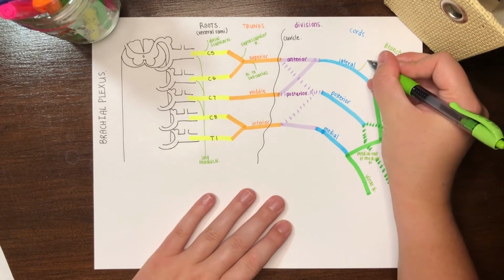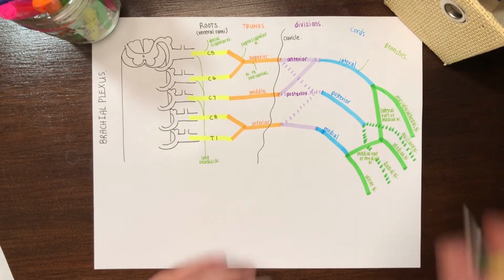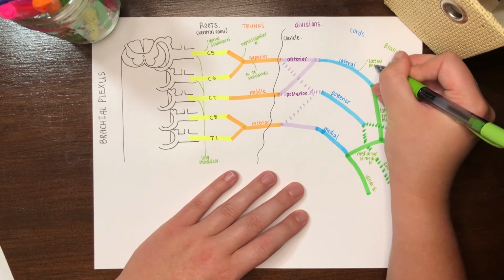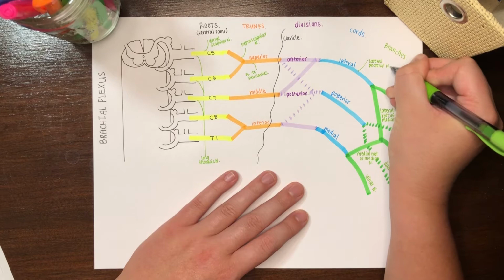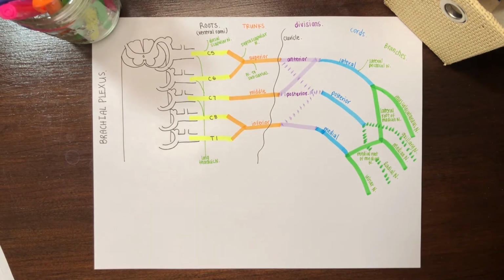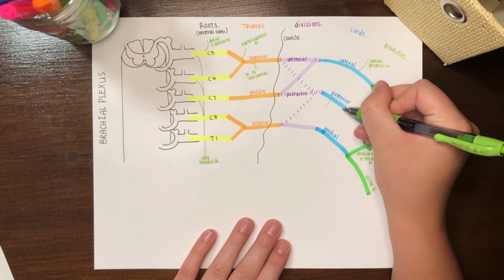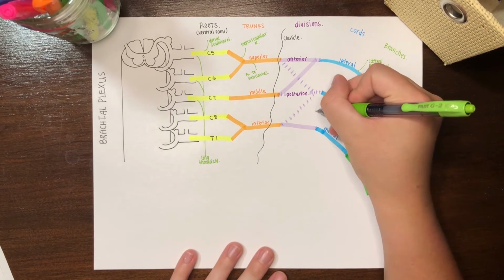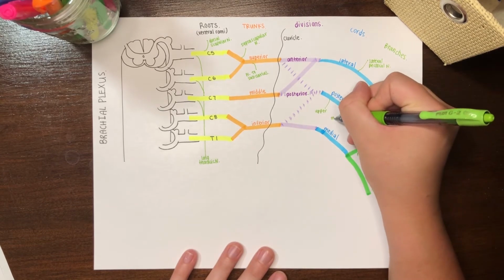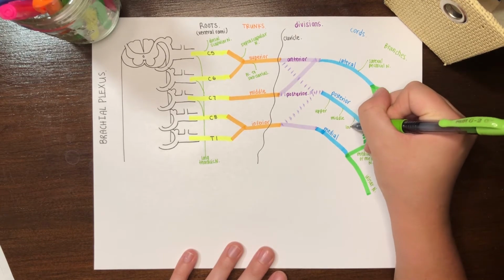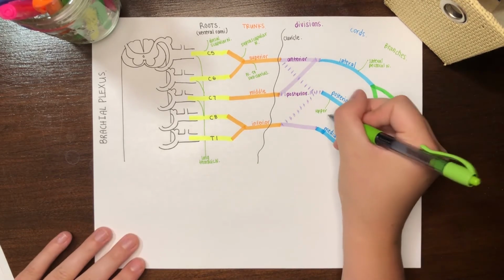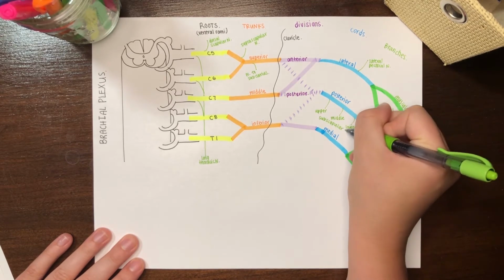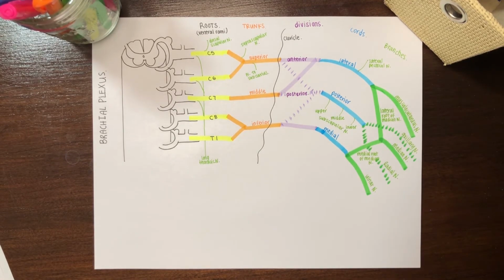Our next branches will come from our cords. There is one branch of the lateral cord. This is the lateral pectoral nerve. The posterior cord has three branches. These will be the upper, middle, and lower subscapular nerve. The middle subscapular nerve is also referred to as the thoracodorsal nerve, which supplies the latissimus dorsi muscle.